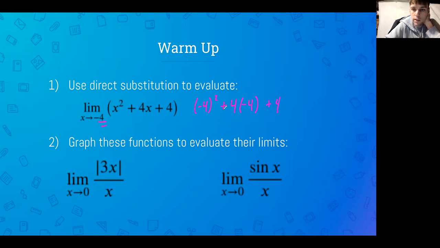A lot of 4's here. All right, so -4 squared is 16. 4 times -4 is -16 plus 4. That's 0 plus 4. So this limit is going to have a value of 4.